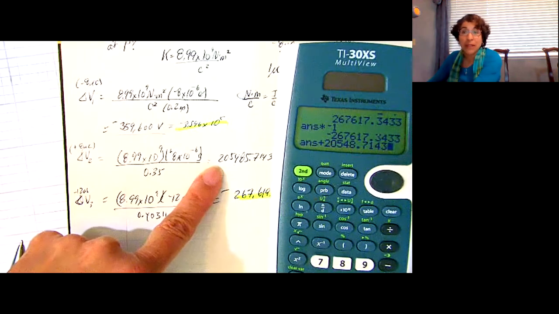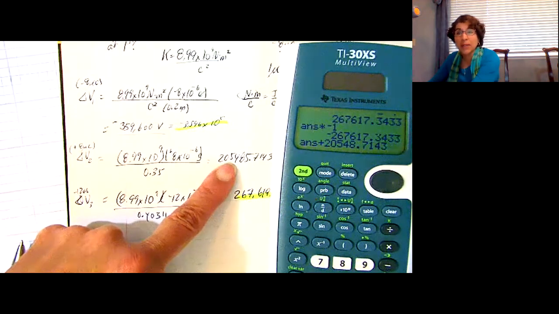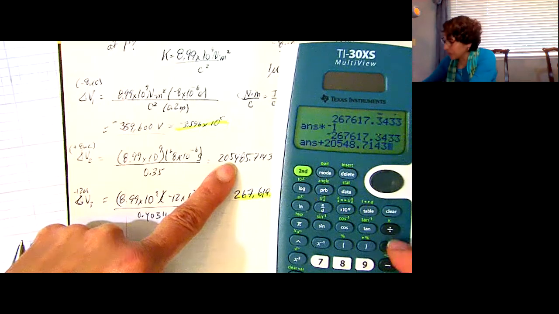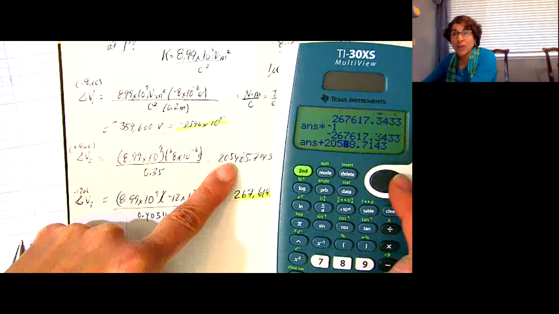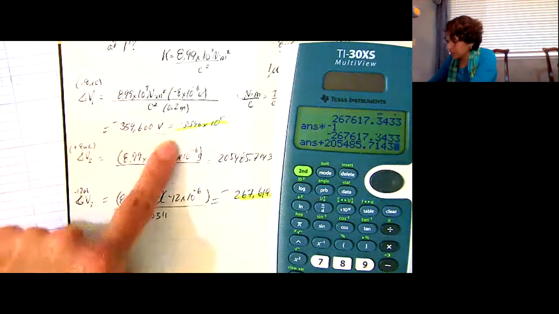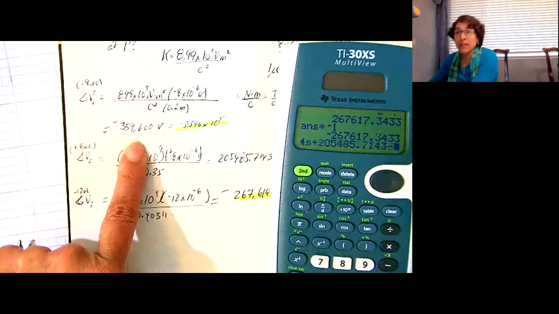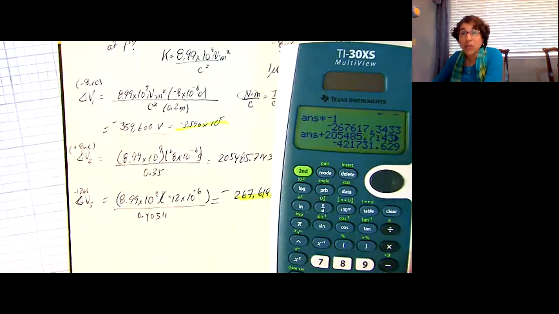20548.7143, not as accurate as if I had left it there. Did I make a mistake there? 205,485. Yeah, I think there's something missing there. How do I go back? 205,485.7143. And I have to subtract that from this one here, minus 359,600. There we go, and I end up with negative 421,731.